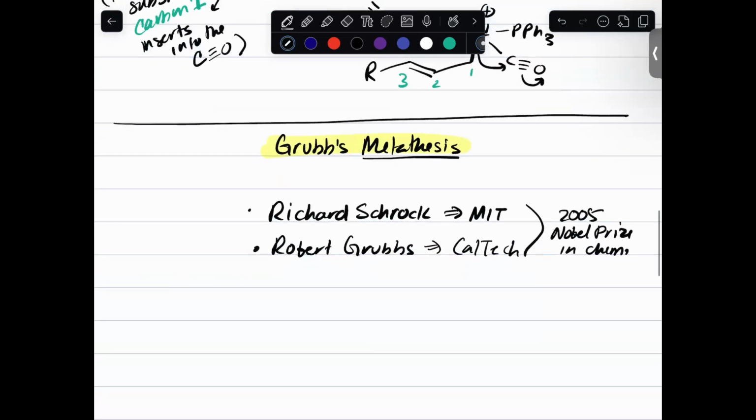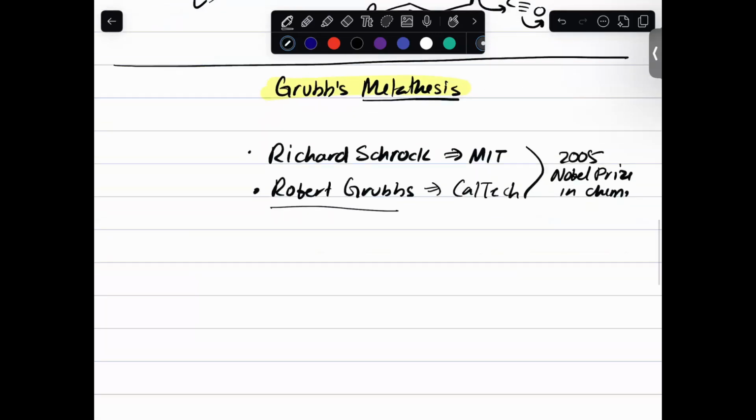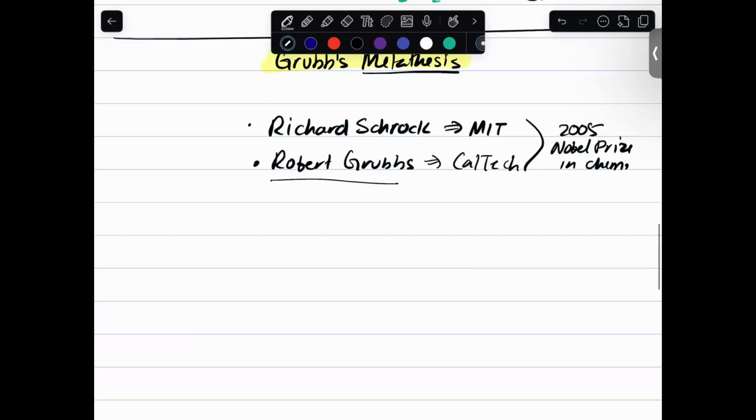And so I want to talk about why it's so important and the impact. Robert Grubbs has passed away a year or two ago, but Richard Schrock still has a research lab at MIT. Now, there are three very important types of Grubbs metathesis. And we'll talk about all of them. We'll talk about the catalyst. You've seen the catalyst before, but let me jump into the three important types.